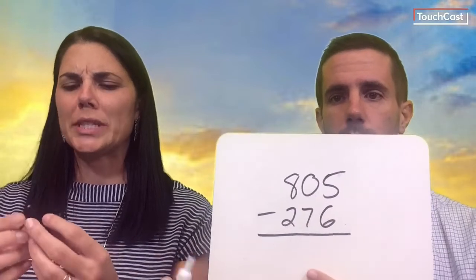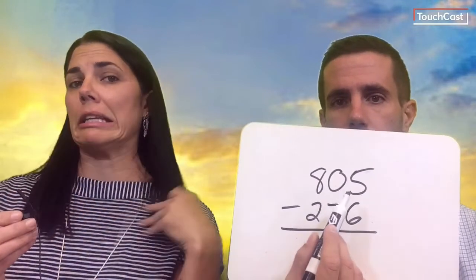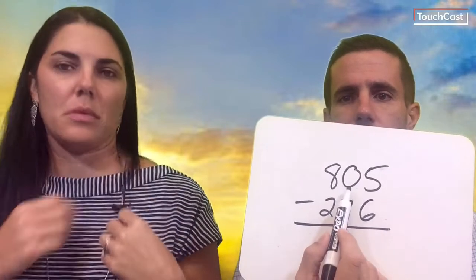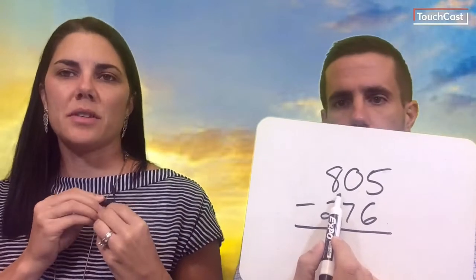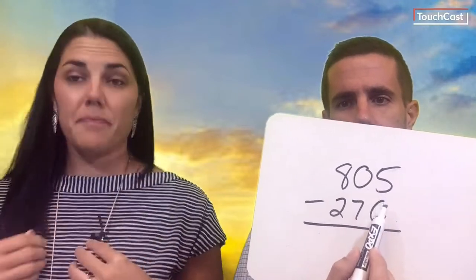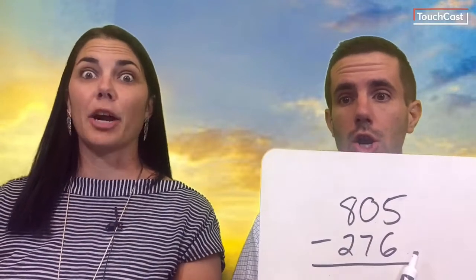So Mrs. Dantro, when we are subtracting... Hold on, let me put my mic on. Oh, that would help. Do we want to start in the ones, the tens, or the hundreds? Well, you always want to start in the ones place. In the ones place. And what do we always ask ourselves in the ones place? 5 minus 6, can I do it? Can I do it? Big or bottom?